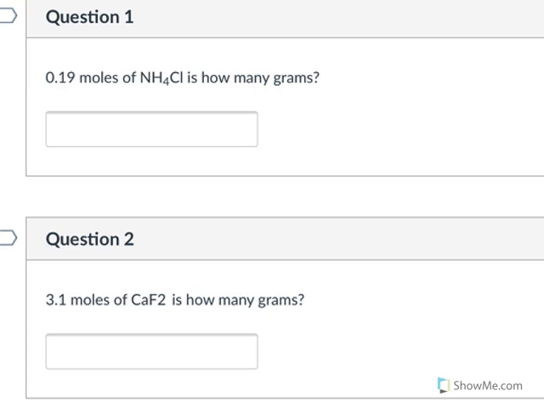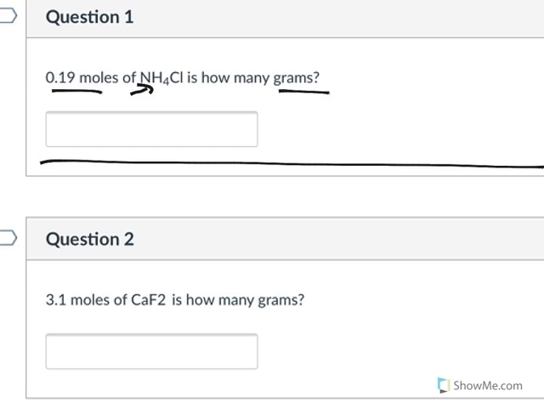This first one right here, it says we have 0.19 moles of NH4Cl, and it says how many grams. When you're doing molar conversions like this, what we're trying to do is convert from moles to grams in this case. So what I always like to do when we are trying to get from moles of something into grams of that same substance is make this little table here.